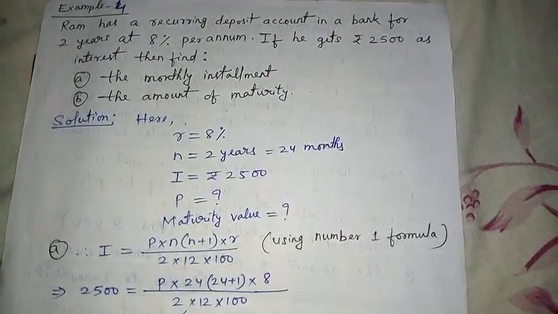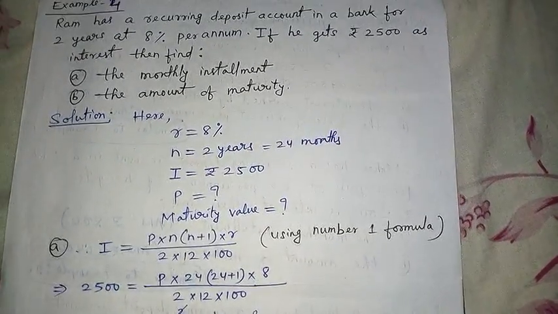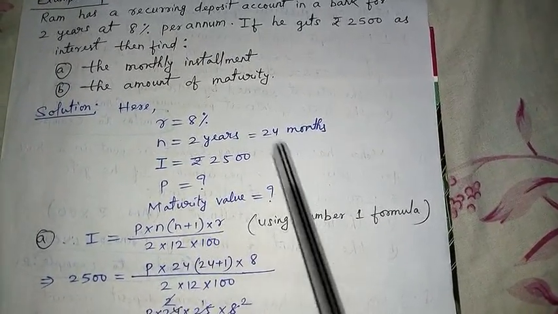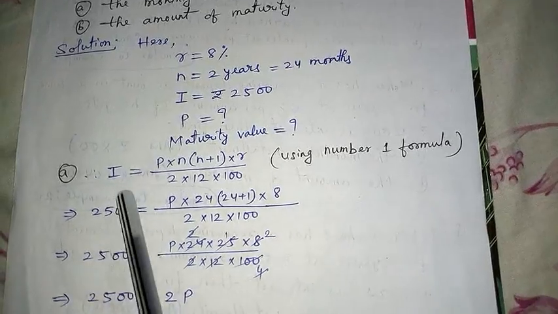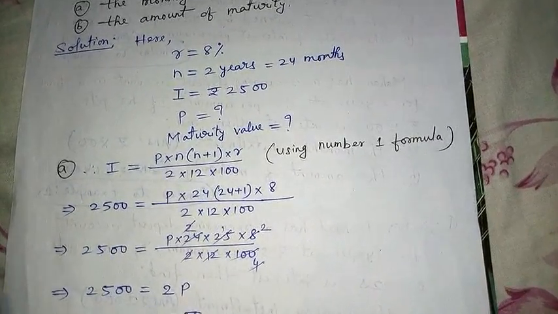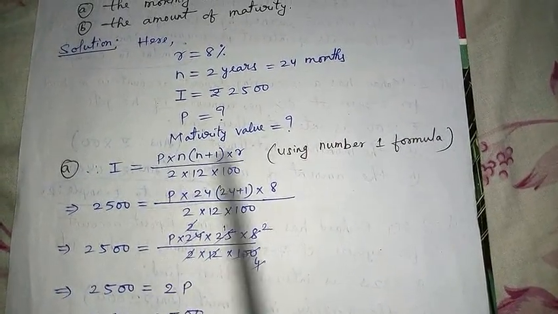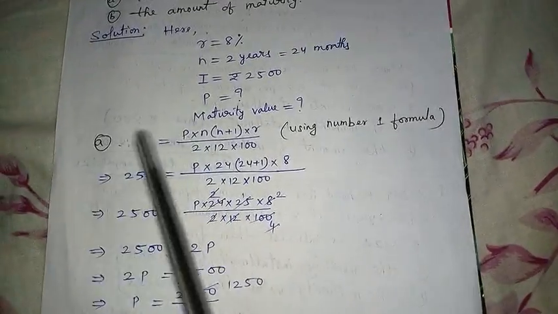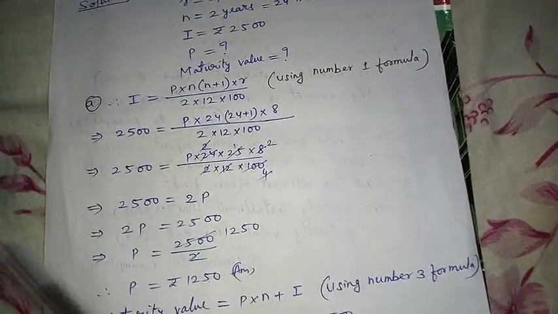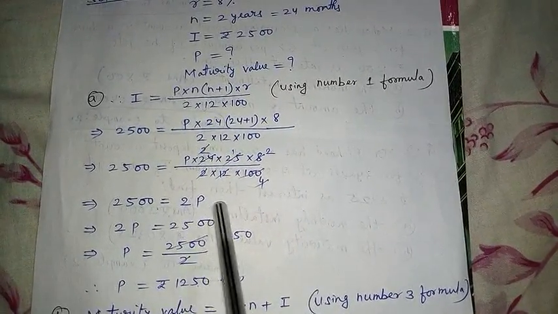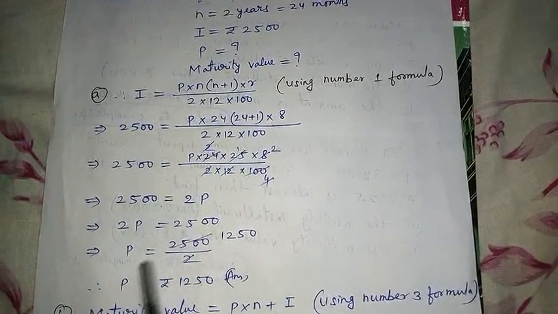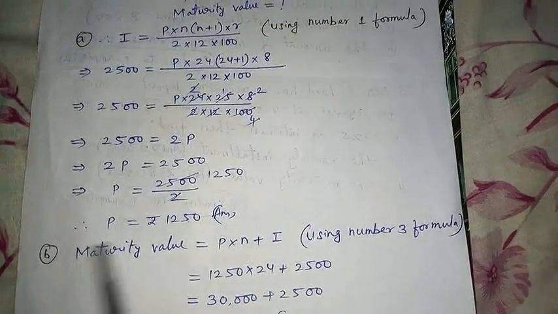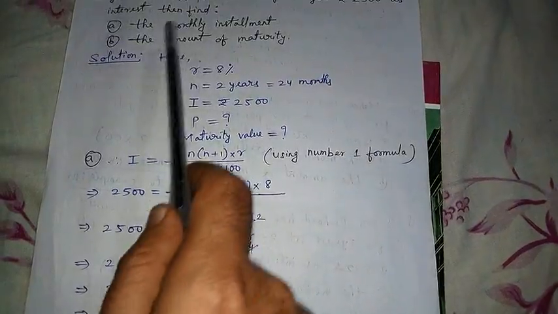So here I cannot use number 2 formula because P and N are required, but P is not there. So I will use number 1 formula. I equal to P into, that number 1 formula I have here. Put the respective values in their places. You can see N is there, R is there, so P is unknown. So from this we will get the value of P. After putting the values, we have 2P equal to 2500, and when I make P alone, I cancel, and then we get 1250 rupees. So this is my P. First answer has come, that is the monthly installment.